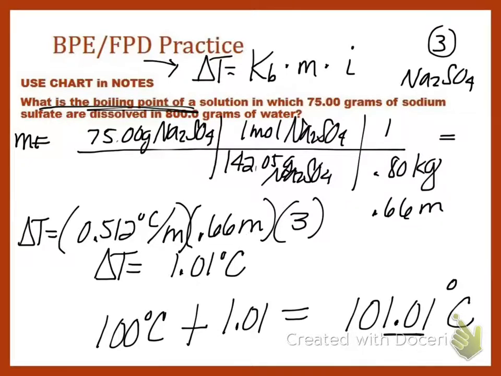So the biggest mistake kids make is they stop here and say, oh, I did my calculation. That's not the new boiling point. The new boiling point is that added to your temperature. Okay? So if I added that much sodium sulfate to that much water, I would expect my boiling point to go up by 1.01 degrees.